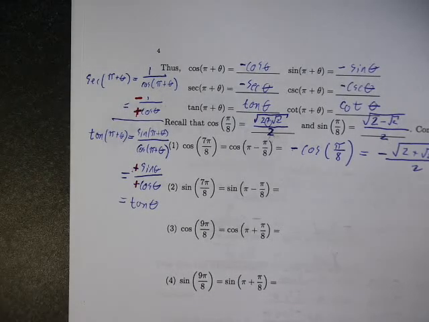So here is what I want you guys to do now. I'll have you do computations 2 and 3. This half of the room I will have you do computation 2. Compute the sine of 7 pi over 8, which maybe you've already done. Compute the cosine of 9 pi over 8.